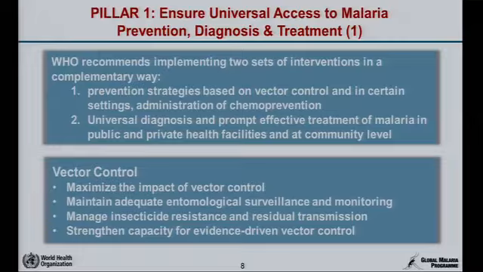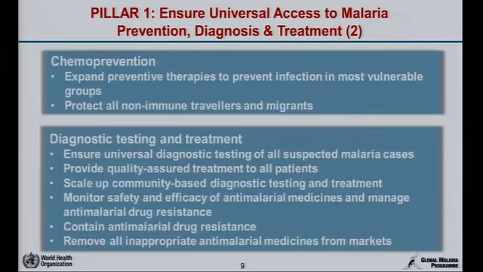Finally, strengthen capacity for evidence-driven vector control in endemic areas. From the drugs side of things, expand preventive therapies to prevent infection in most vulnerable groups, and of course this speaks to SMC, to IPTP, and where applicable also to IPTI, and protect, of course, all non-immune travelers and migrants.